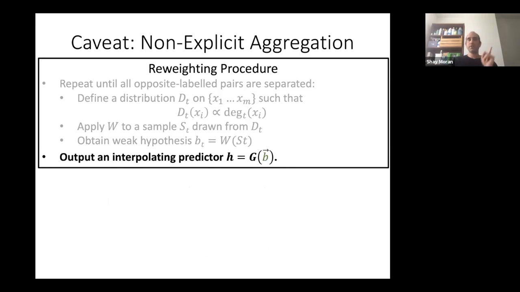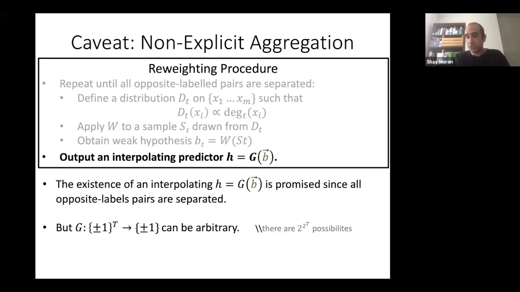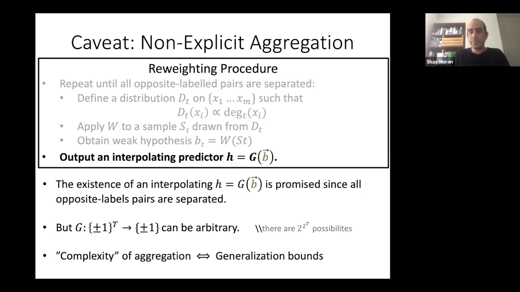But there is a caveat to this algorithm which I want to discuss. Notice that we just applied the weak learner long enough until we can interpolate. The existence of this interpolating rule is promised because all opposite labeled pairs are separated, but we have no idea what it looks like. It may be very, very complicated. Before we said that there are many ways to interpolate: decision trees, polynomials, etc. In fact, there are 2 to the 2 to the t such possibilities. Any function from 2 to the t to 2 is an interpolating rule. And if this function is very complicated, then this could be a problem. In particular, the complexity of this function is closely related to the generalization bounds we can prove.